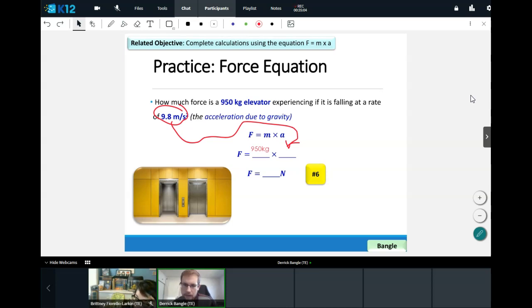Yeah, you guys are getting it. It looks like you guys are getting the correct calculation. It will be 9,310 newtons. Make sure to mark this answer for number 6. Remember, no naked numbers. Remember those units are in newtons. It is a capital N. Please mark that for number 6. Raise your hand when you are done.